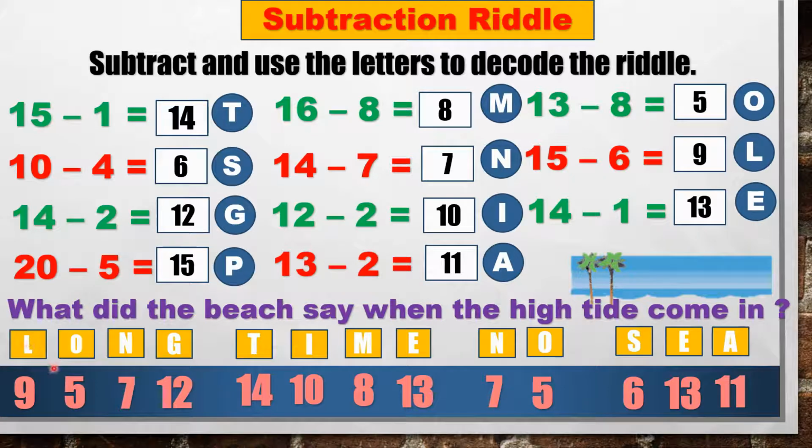So what do we do here? Here some letters we have to put in the numbers and just follow those numbers with the help of letters. So here it comes: long time no see. So this is a subtraction riddle.